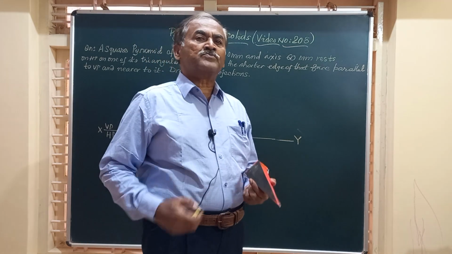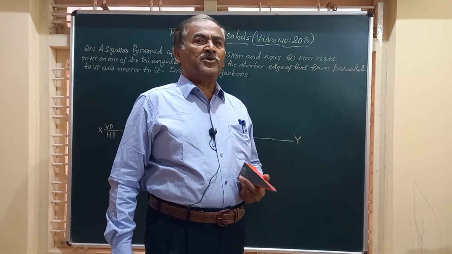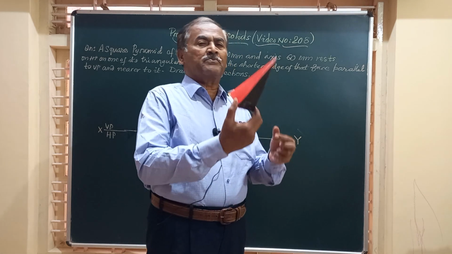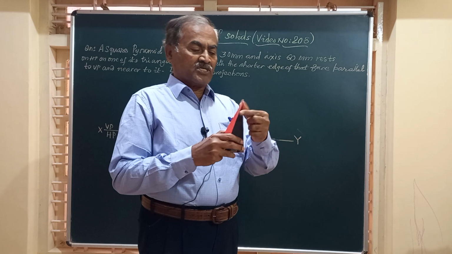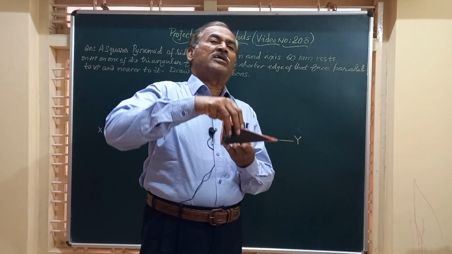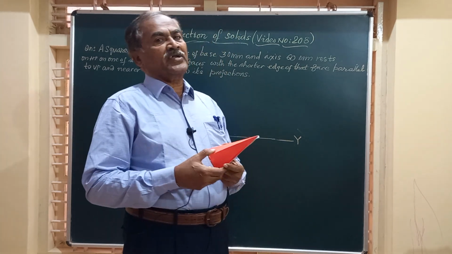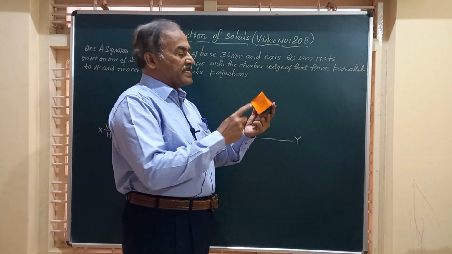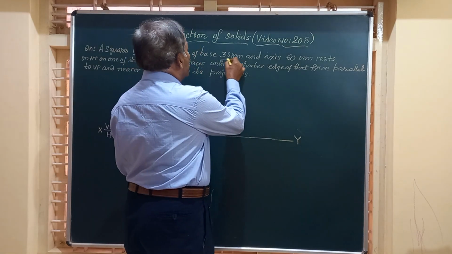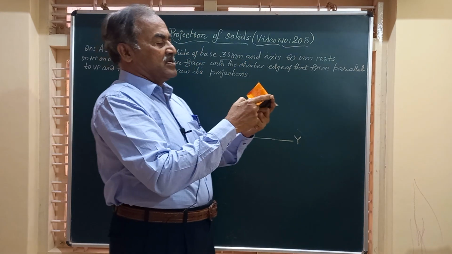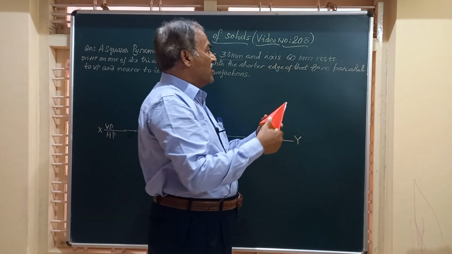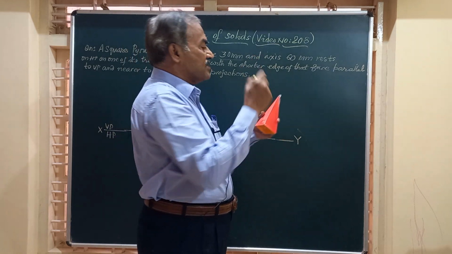In today's video we will learn about the projection of a square pyramid which is resting on one of the triangular faces on HP. So friends, they have given the dimensions of this base. It says the base is 30 mm, that is every side in the base measures 30 mm, and the height of the axis is 60 millimeter.